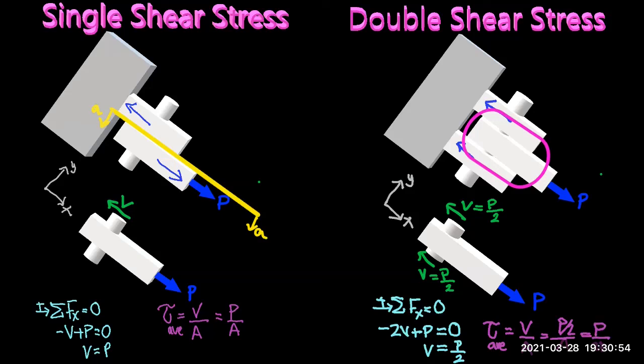If you compare the two cases, and if you let P be the same for the single shear case and for the double shear case, we can see that we will get a larger stress if we have a single shear system. And we will also have a smaller average shear stress when we have a double shear system. This is due to the fact that the shearing stress in the double shear is distributed between two cross sections, the top cross section and the bottom cross section of the pin.